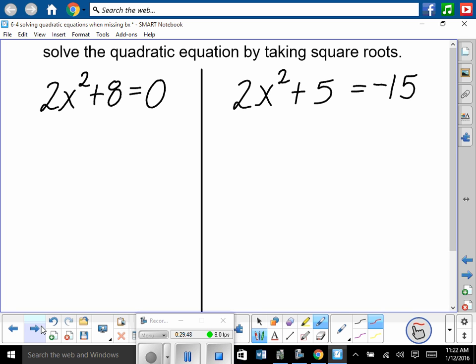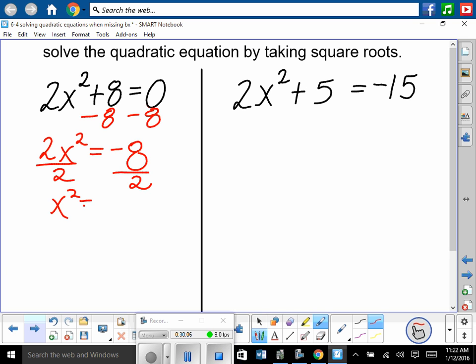So a couple examples. It says solve the quadratic equation. So the first thing we do is isolate x squared. So I'm going to subtract 8 from both sides. So we have 2x squared is equal to negative 8. What will we do next? Divide by 2. So we have x squared is equal to negative 4.